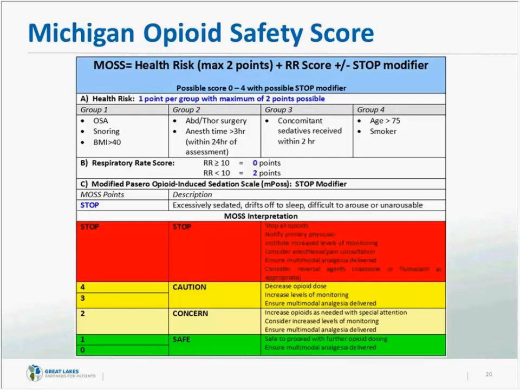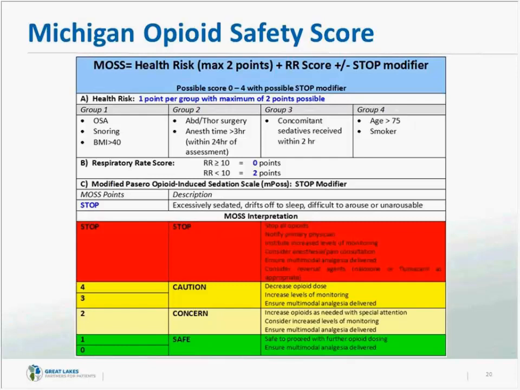And so if they had points 0, 1, 2, 3, or 4, you could see down there in the green and the yellow area, that's what the nurse should do. If they were in the safe zone, in the green zone, in other words, we say the patient is safe to proceed with further opioid dosing. And make sure that the patient is getting multimodal analgesia, and you can see that everywhere, that multimodal analgesia is stressed. And as the patient's score goes up, we are very careful with the amount of opioids the patient is getting, or we decrease the opioid dose rather than increasing the opioid dose, which is what we would have done in the past.